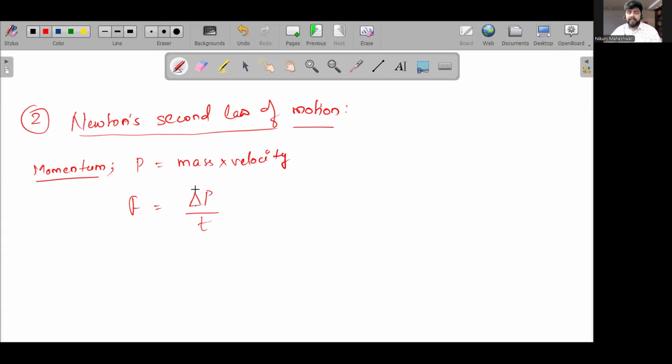Delta is nothing, everyone. Delta is simply a change. Whenever something is changing, we write delta of that particular thing, right? Here it's momentum, so it's delta P. That means a change in momentum, right? So this is the rate of change of momentum.